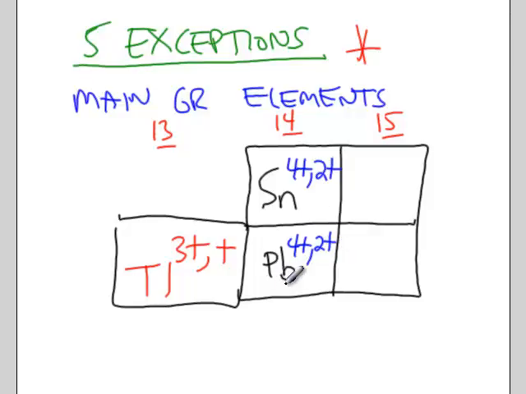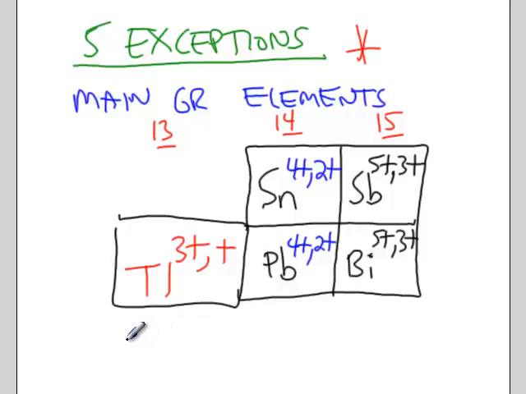And then the last 2 exceptions, right next to lead is bismuth, and above bismuth is antimony. Again, main group metal, group 15, so we would predict a positive 5 for each. However, they also have a stable positive 3 ion. So the exceptions are not that bad if you remember they're all touching each other. They're all down at the bottom of the periodic table, so you can find them easier.